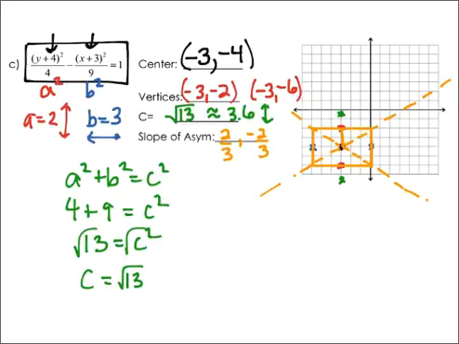Alright, now I just need to graph. We knew that this was going to open up and down because the y was first. Go to the vertex, and then just get really close to those asymptotes. And we're done.